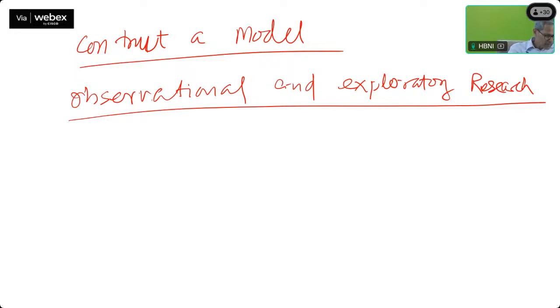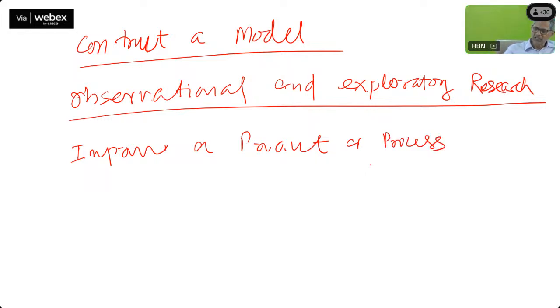And then the next one is improve a product or process. This is industrial and applied research.